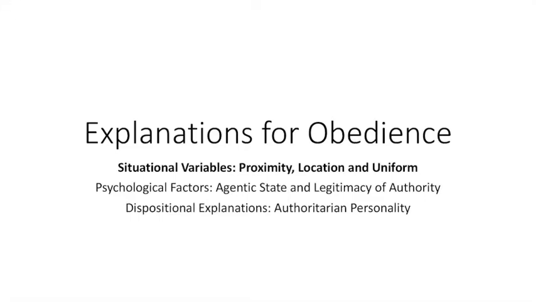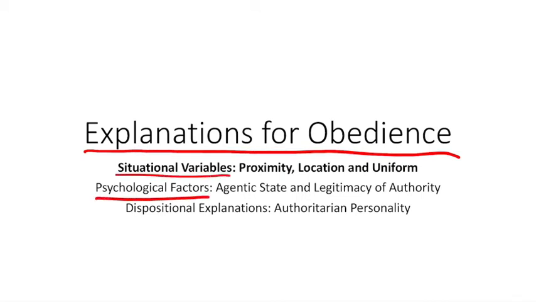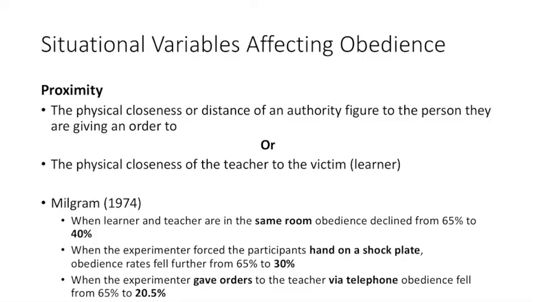This is our first video looking at various explanations for obedience. We're going to be looking at situational variables, psychological factors, and also dispositional explanations. So today, looking at situational variables, which includes location, proximity, and uniform. These were the situational variables that were investigated by Milgram.